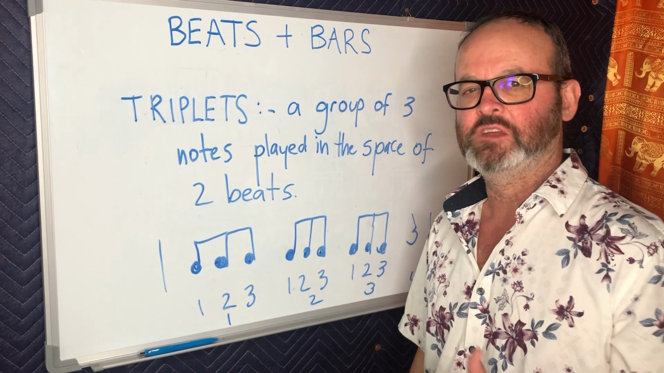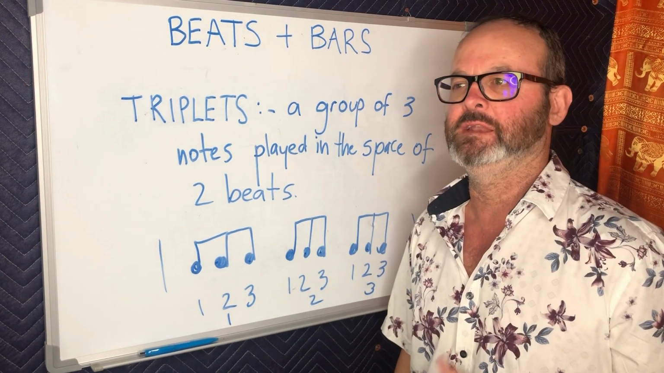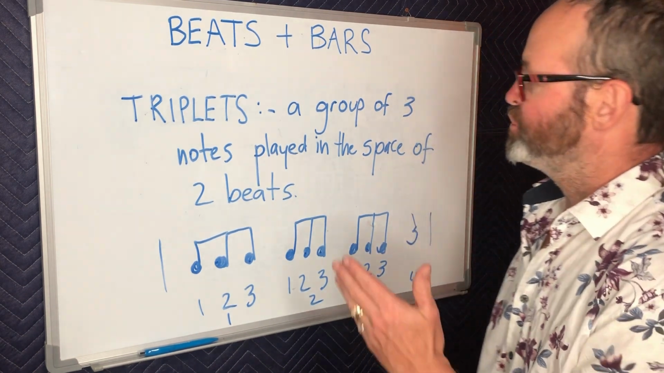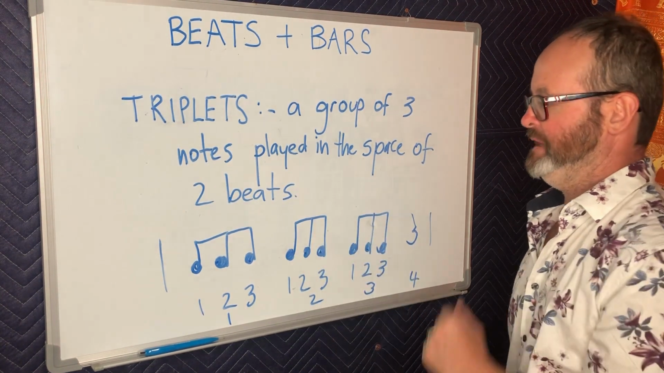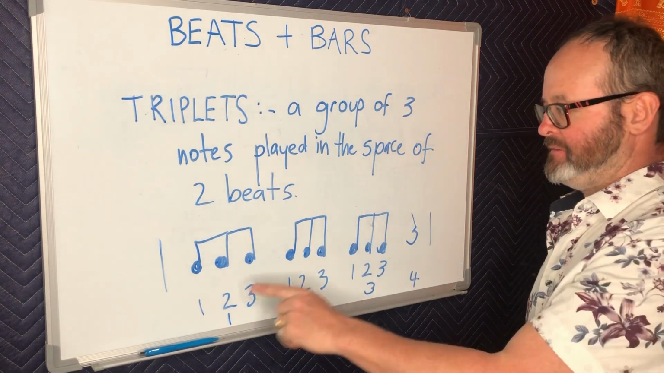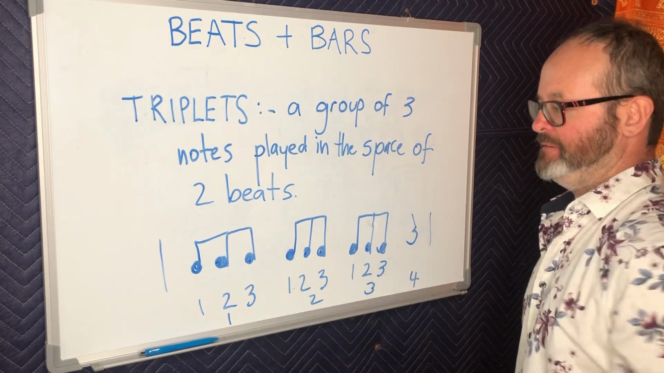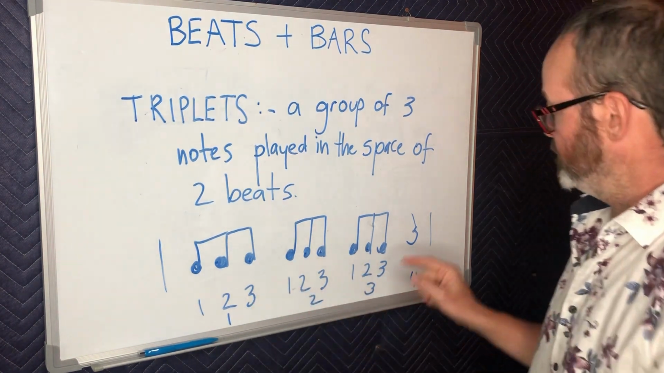Okay, now we have a thing called the triplet, and a triplet is a cool thing to throw in to spice things up where you see fit. Now what a triplet is, it's a group of 3 notes played in the space of 2 beats. An example of how it's written is that. Okay, and how we would count that is like this: 1, 2, 3, 1, 2, 3, 1, 2, 3, rest.